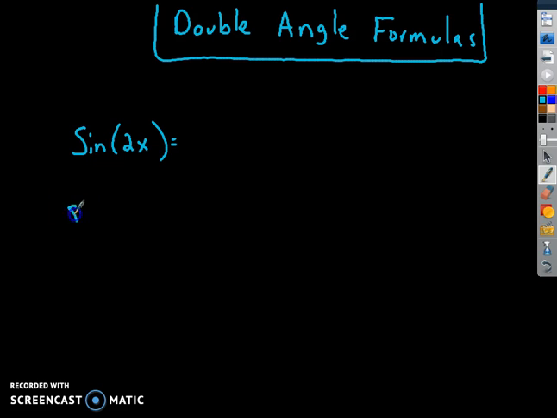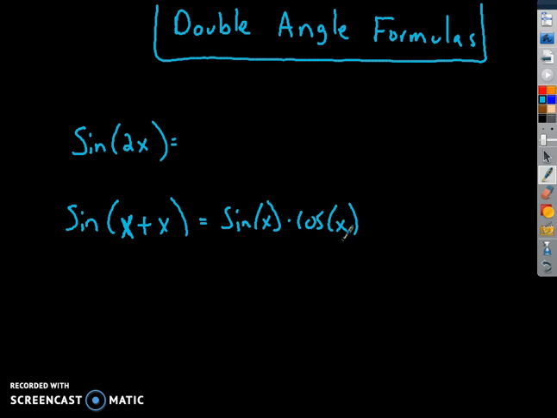Sine of 2x is actually the same thing as sine of x plus x, because x plus x gives you 2x. What we learned in the previous lesson is there's a rule for expanding the addition of two angles with sine. The rule says sine of the first angle times cosine of the second angle. Coincidentally, they're both the same thing. So sine of x times cosine of x plus cosine of the first angle times sine of the second angle.